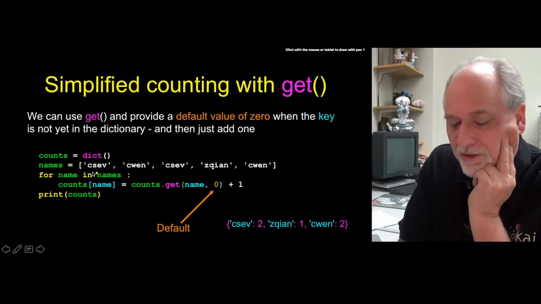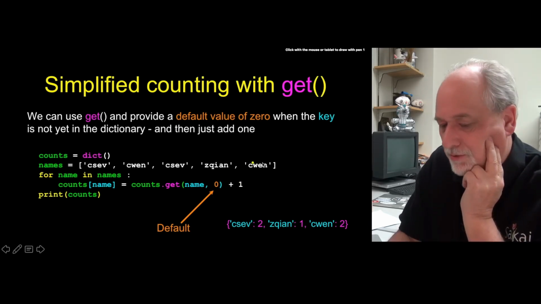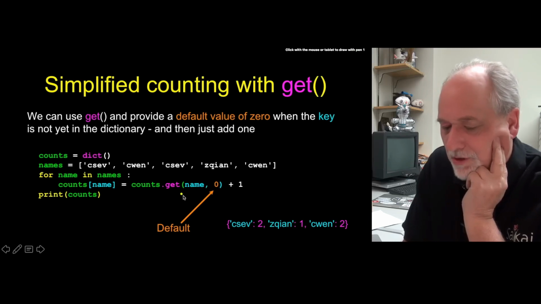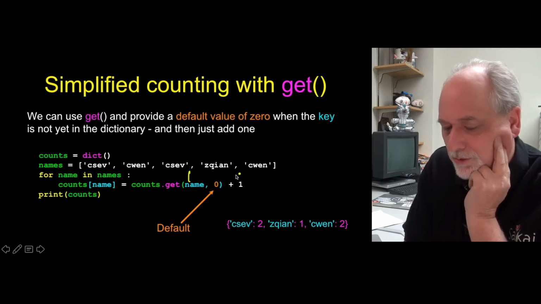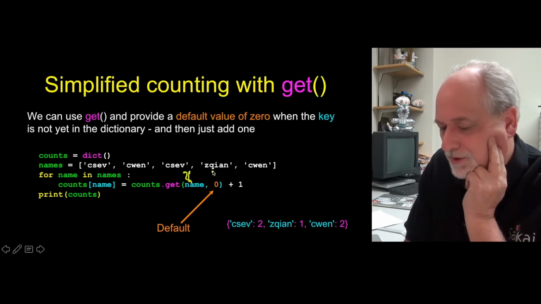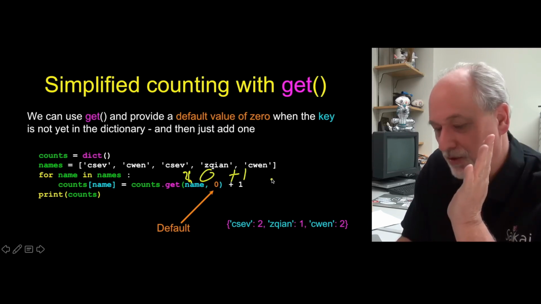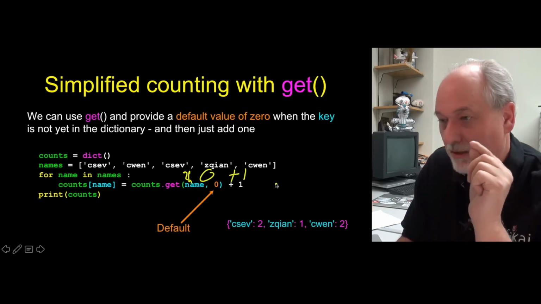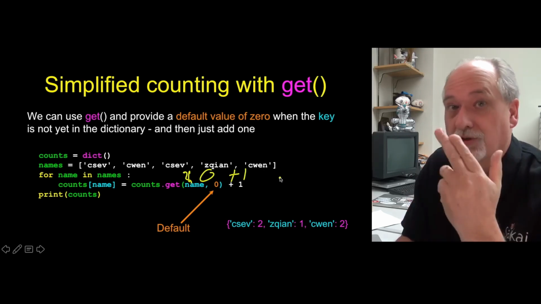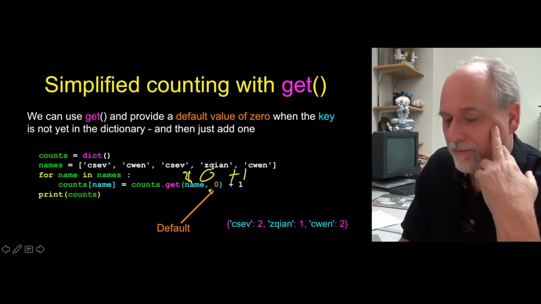So everything else in this is the same. Name is going to go through these 5 values, and we're going to say counts of name equals counts.get name, comma 0 plus 1. And so if, for example, this already has a 1 in it, then this is going to be 1 plus 1 becomes 2. If it's not, it's going to be 0 plus 1 equals 1. And so this is the idea of if new, set it to 1, not 0, set it to 1. Because the first time you see something, the count should be 1, not 0. So that's why we make this default.